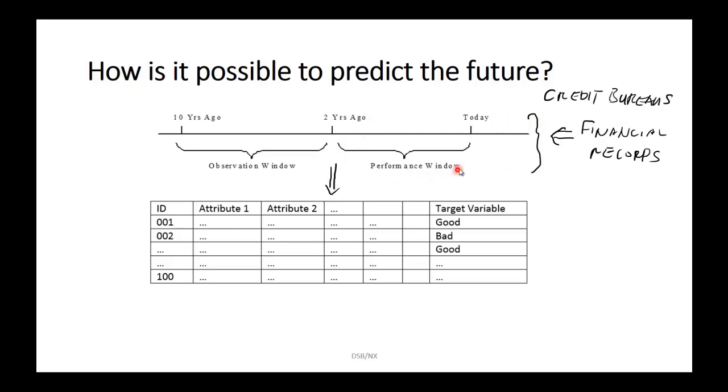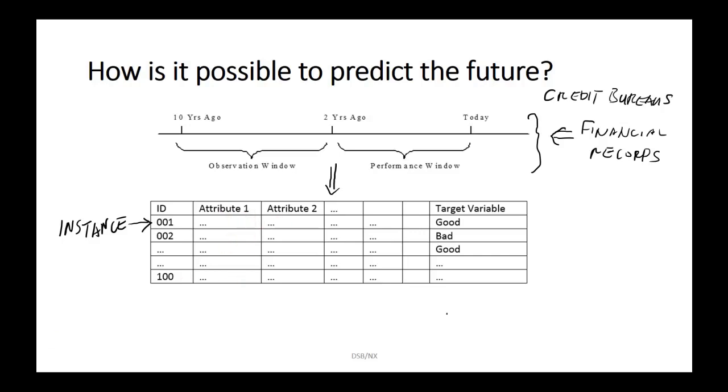the financial records into a table like the one we are seeing here. So every row represents a person that we call an instance. Every column represents a piece of information about that person.